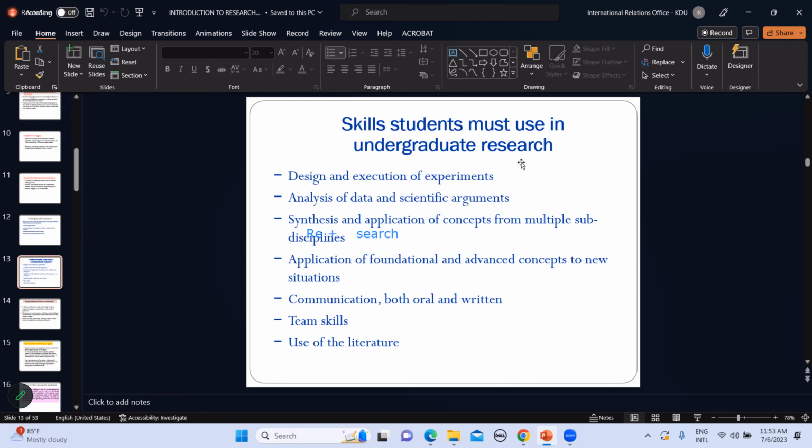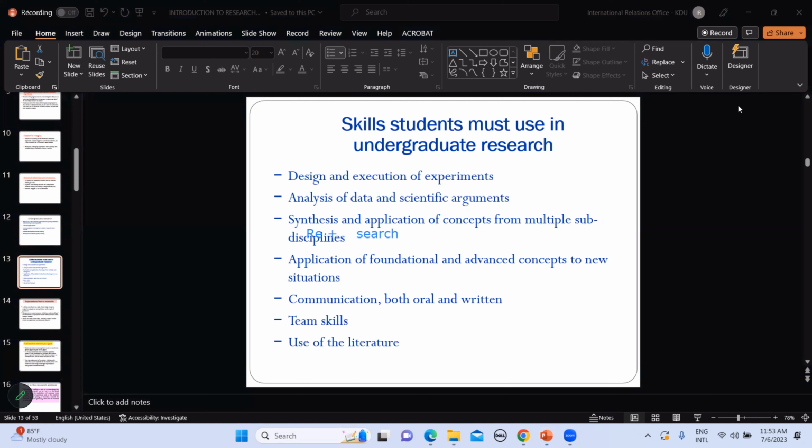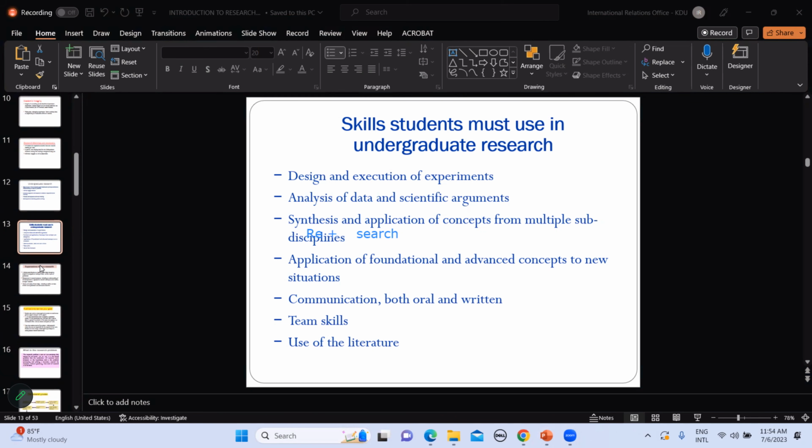Application of foundational and advanced chemistry to new situations. When you come to semester 7, we expect you have learned from semesters 1, 2, 3, 4, 5, 6. All the knowledge, even the training program, you apply to your research. That is what we want. Even in semester 5, when you give the mini design project, you are supposed to apply the knowledge you learned in semesters 1, 2, 3, 4, 5. That is what we want. Okay, students? That is clear.